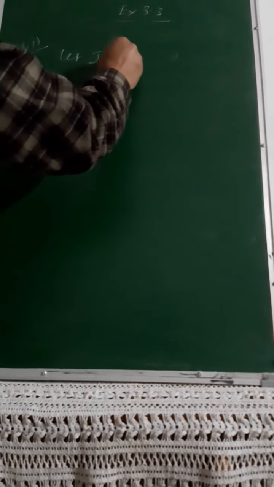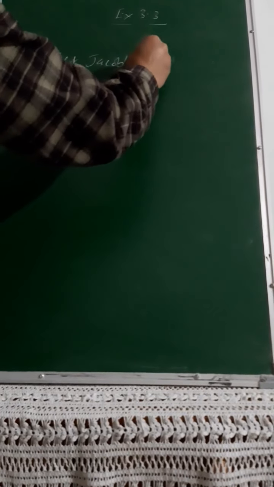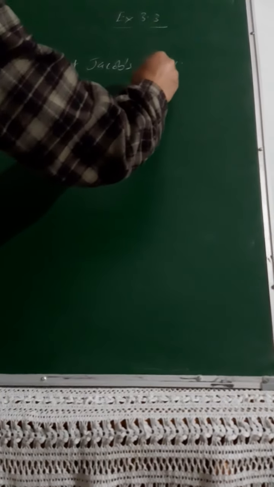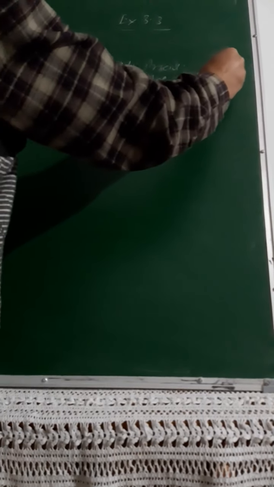So here is the 6th part. 5 years hence, the age of Jacob will be 3 times that of his son. 5 years ago, Jacob's age was 7 times that of his son. What are their present ages? So let Jacob's present age, as we already did in our first exercise on age problems, be x years, and let the son's present age be y years.